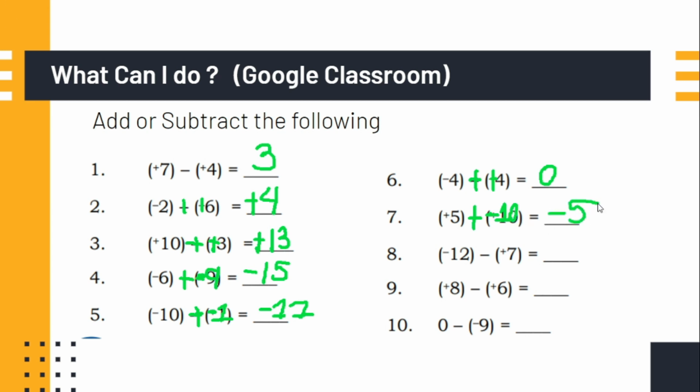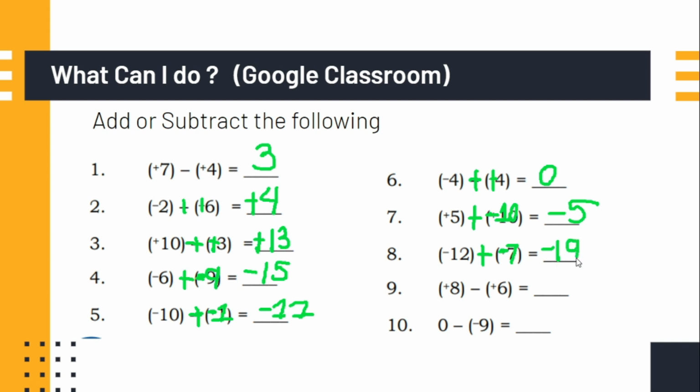And then we have negative 12 minus 7. Negative 12 stay. Si minus magiging plus. Okay, then si positive 7 magiging negative 7. Following the rule of addition, negative 12 plus negative 7. So that is negative 19.